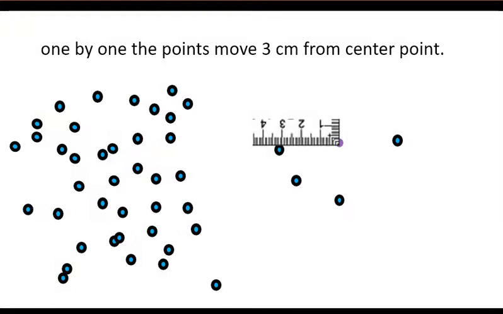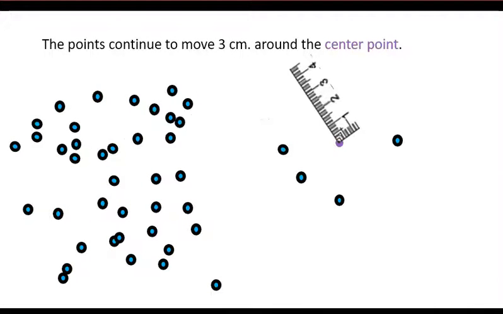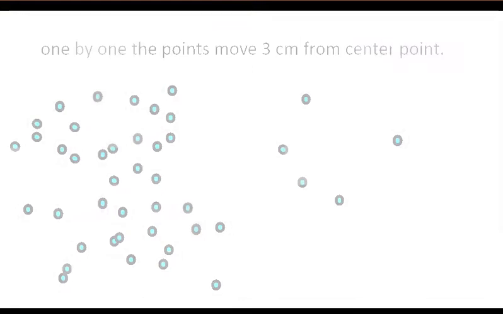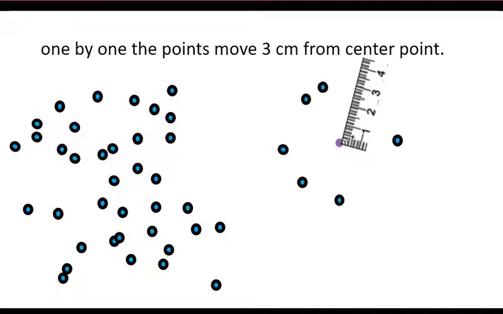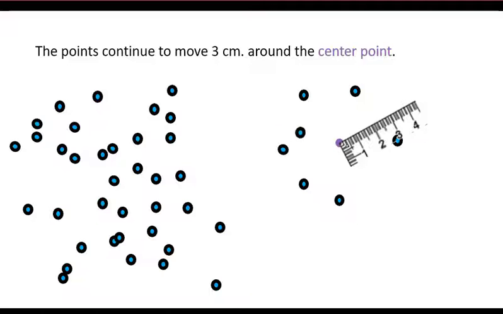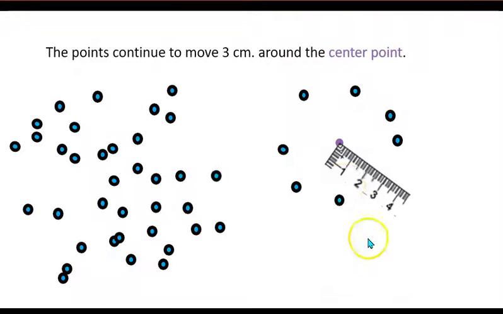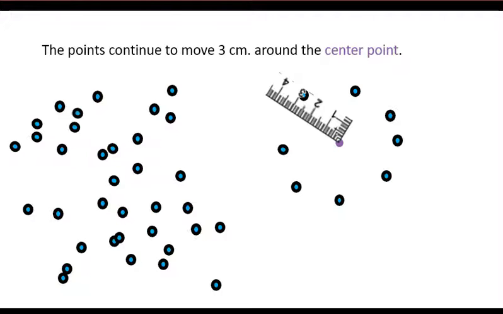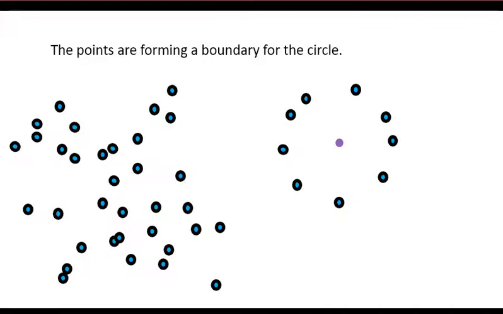We're going to continue moving them. But we have to make sure that they're an equal distance from the center. So you can see how I'm moving my ruler around and around the center point. The center point, again, is the purple point. You can see that now these points are having something in common.